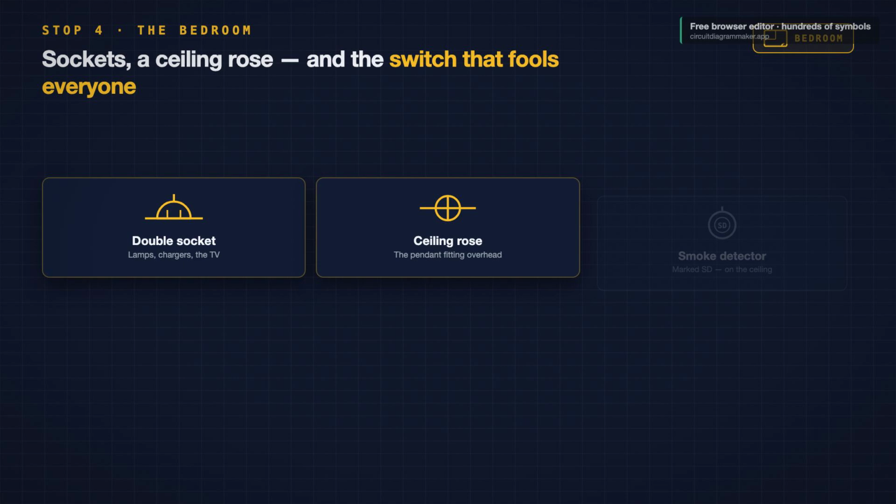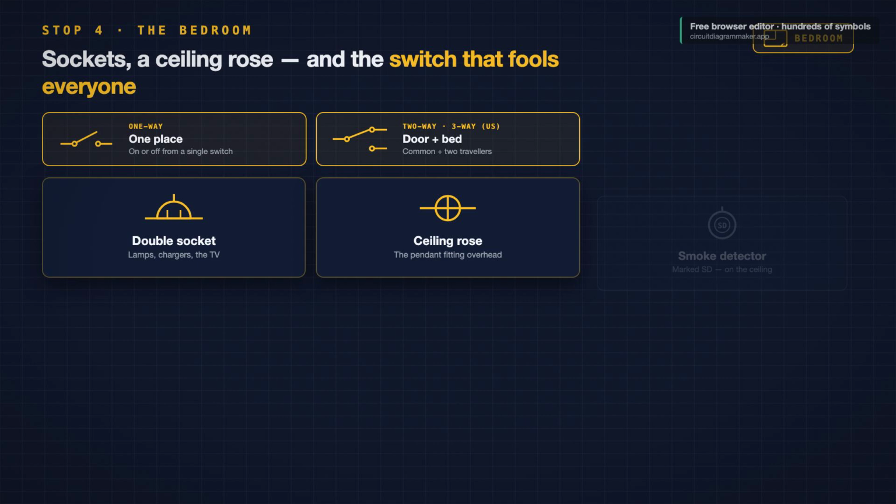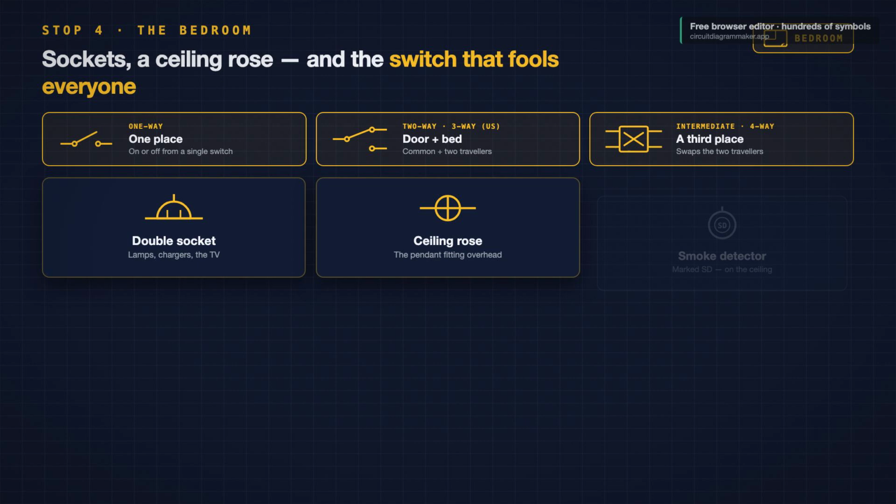Here is the pair everyone confuses. A one-way switch controls a light from a single place. But a bedroom light you can switch from the door and from the bed uses two-way switches, a three-way in American wiring, each with a common terminal and two travelers. Add an intermediate switch, a four-way, in the middle, and you can control that one light from a third place.